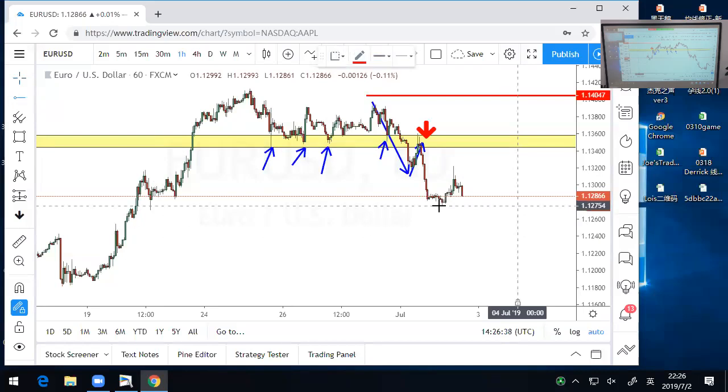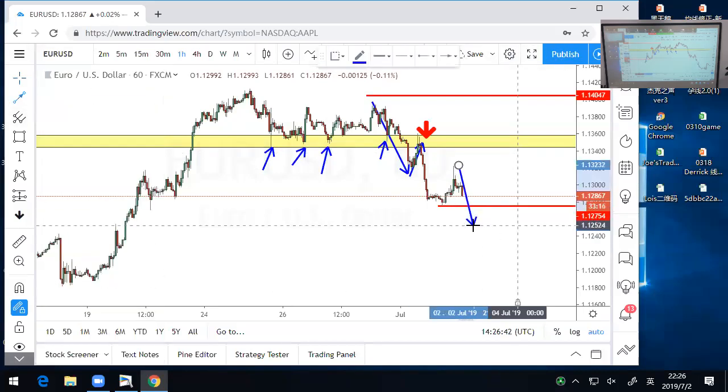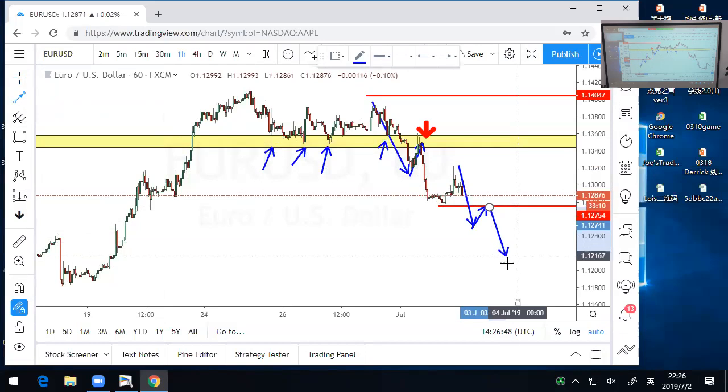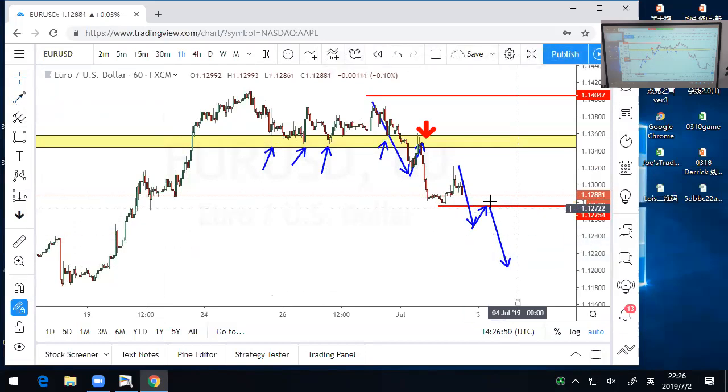And if the euro breaks down 1.1275, it will actually create more downside room. So just get ready to sell another breakout and pullback. Sell from here if it breaks down 1.1275, and then you will have another tranche of money coming in. So get ready to do that.